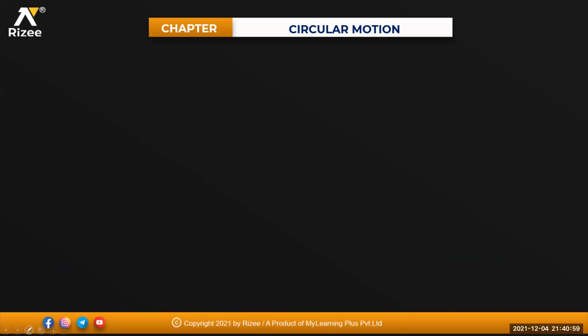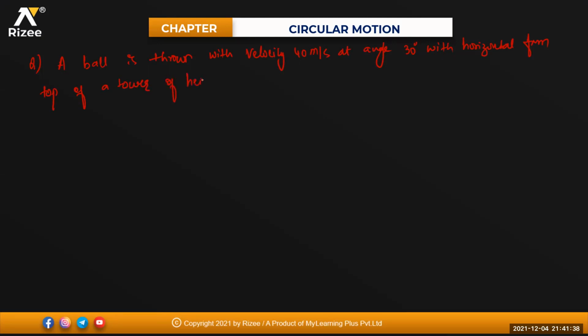So let us try to do one problem. If you have not got any doubt in this one, see this question. If I say that a ball is thrown with velocity 40 meter per second at angle 30 degrees with horizontal, from the top of a tower of height, say for example, 60 meters.